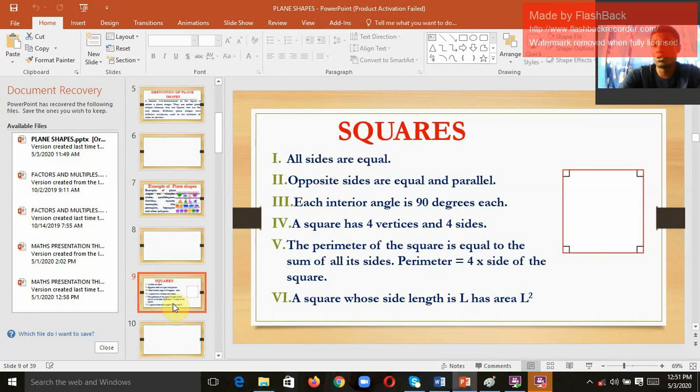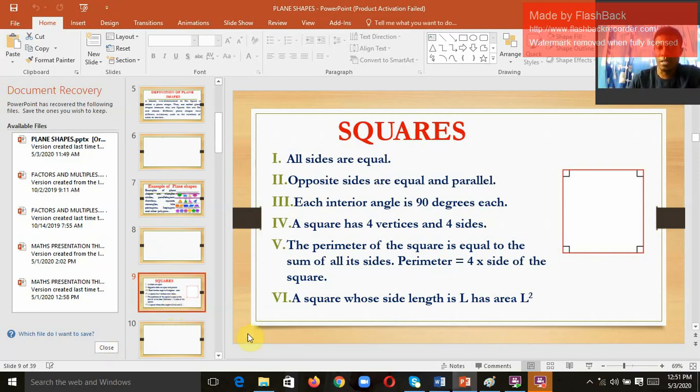I'm going to show you this on my white marker board. Let me just take some of the properties. Each interior angle is 90 degrees. Each of them is 90. The perimeter of a square is 4 times a side of the square, since all the sides are equal. So it has the same length all through.